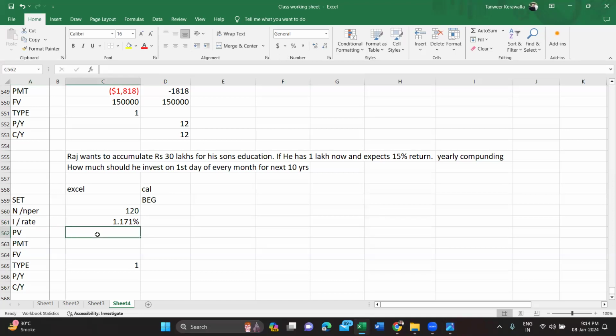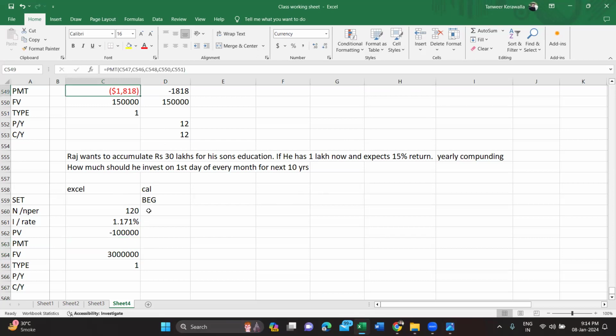Present value is there because he has 1 lakh now, right? So 1 lakh he is willing to invest now, the present value. Then what is the future value? He wants 30 lakhs. 30 lakhs is the future value, right? 1 lakh he is going to invest now, so it has a minus sign. 30 lakhs he wants to get after 10 years, that's in plus sign. And PMT we have to find out because that's what they're asking us to find out.